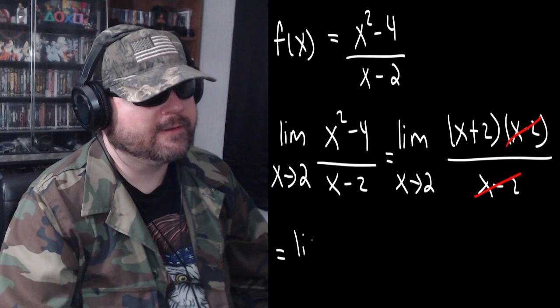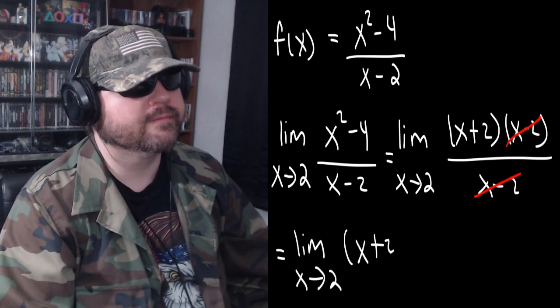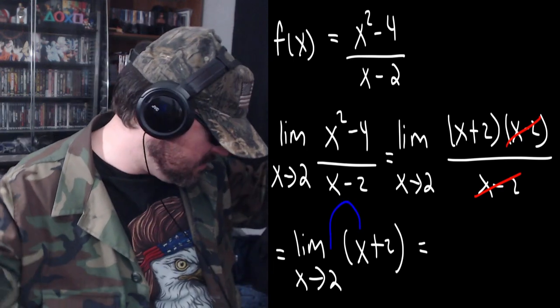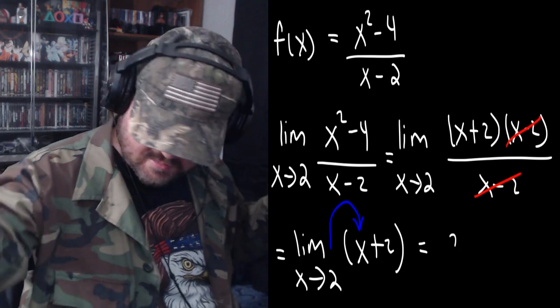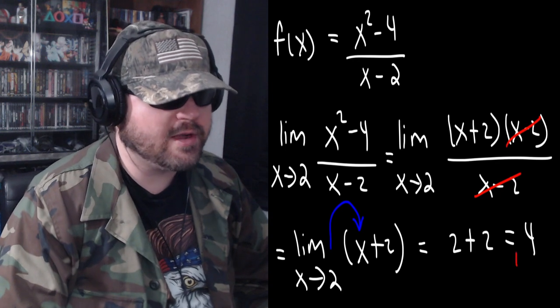And so we're left with the limit as x approaches 2 of x plus 2. So now we can use direct substitution. We can replace x with 2. So this becomes 2 plus 2, and this gives us the limit, which is 4.